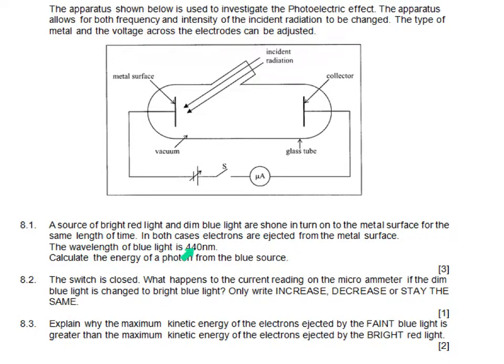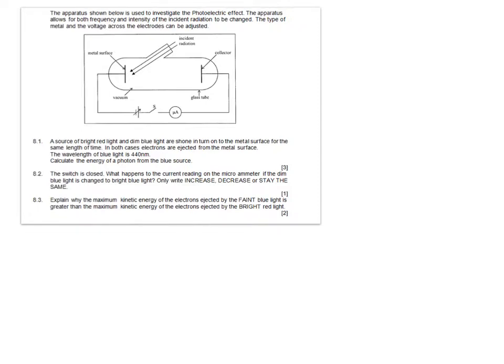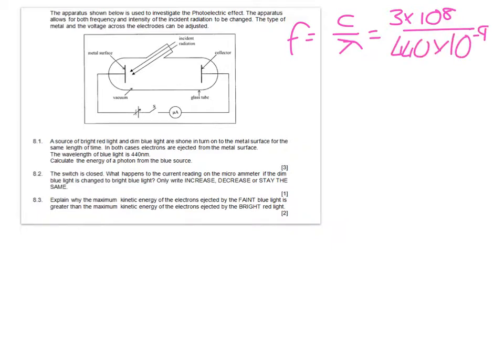The wavelength of the blue light is 440 nanometres. Calculate the energy of a photon from that blue source. First thing I need to do is establish the frequency of that light. So f is equal to c divided by lambda, and that is 3 times 10 to the power of 8 divided by 440 times 10 to the negative 9. And then we have got 6,82 times 10 to the 14 hertz.